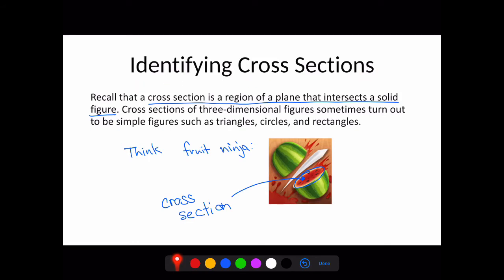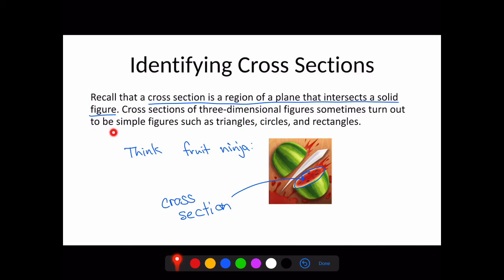Recall that a cross section is a region of a plane that intersects a solid figure. So I take a plane, and I treat that as my knife. If I cut a figure with that plane, and I take that figure apart, it should have 2 different pieces. So if I were to take this watermelon, for instance, and I always relate this back to Fruit Ninja, and I were to cut this watermelon, this is what my cross-section is. The cross-section is the part where the cut is made. If I were to ask what the cross-section of this watermelon is, you'd tell me, hey, it's a circle. That shape is a circle on the edge here, so that's what it would be.